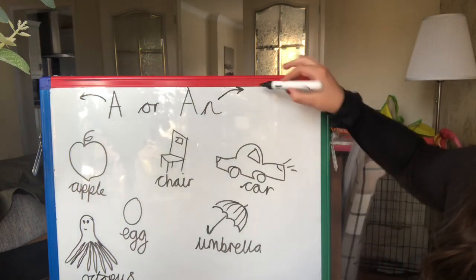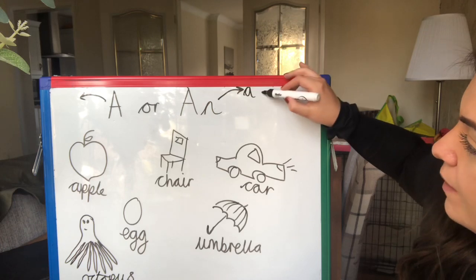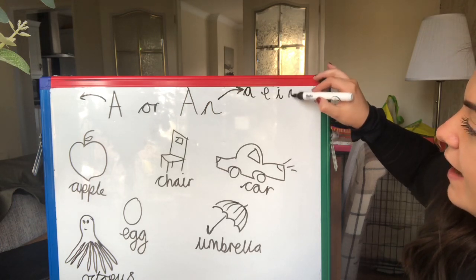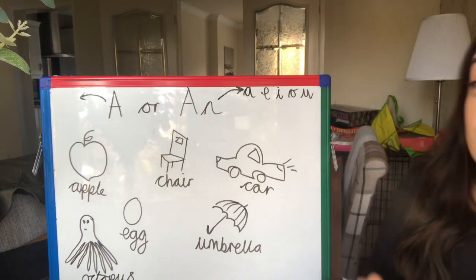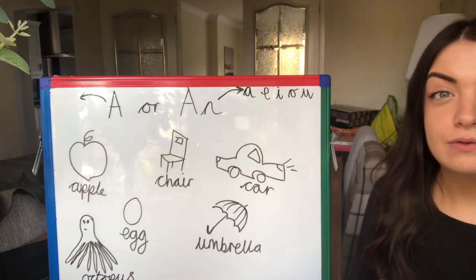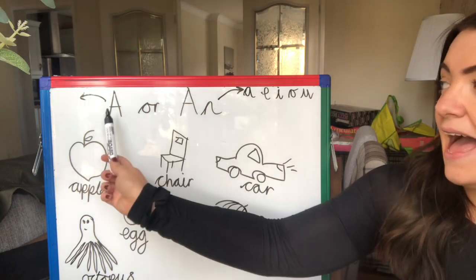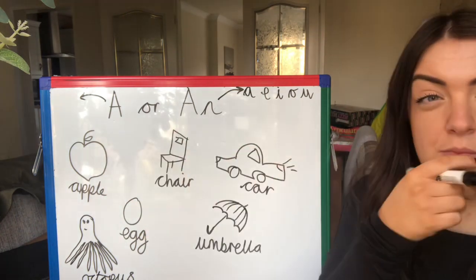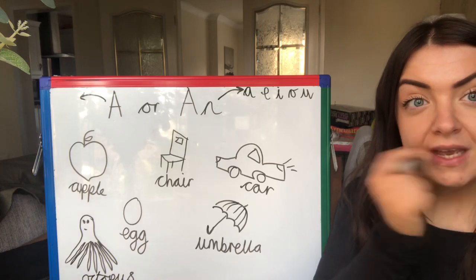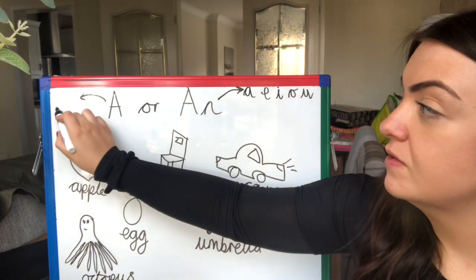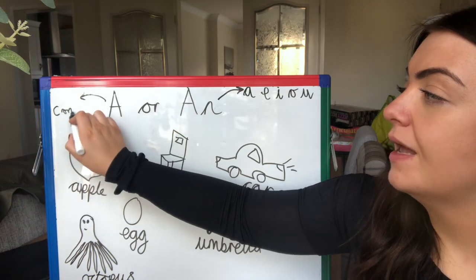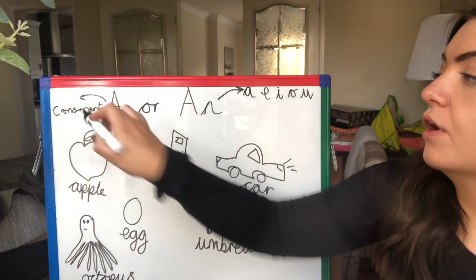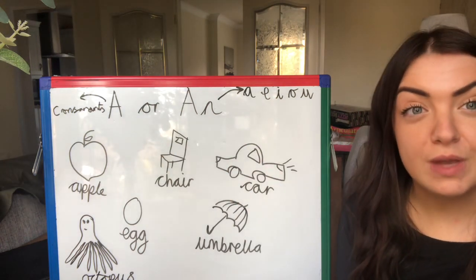Now that is exactly when we use an. So if the noun before it starts with an A, an E, an I, an O, or a U sound. So remember those 5 vowels. Now we use a for the rest of the letters in the alphabet. And can you remember what they are called? They are called the consonants. So I'm going to pop this up here, the consonants, just so that we can remember.